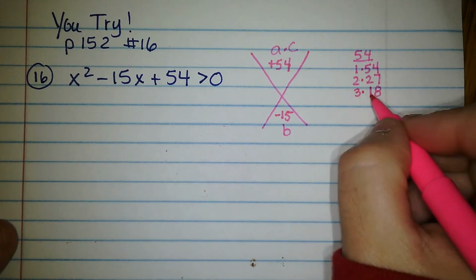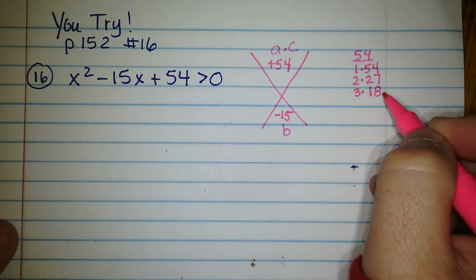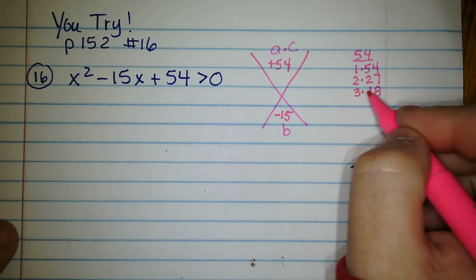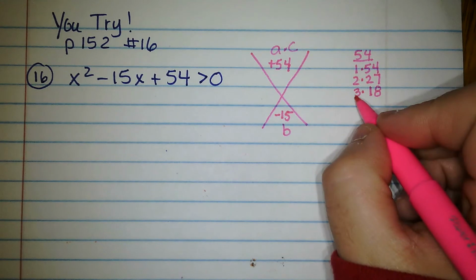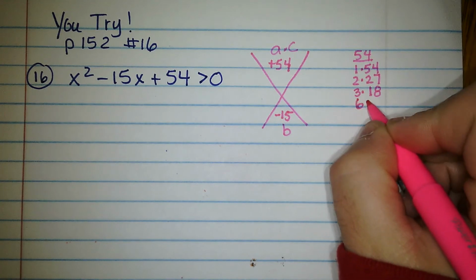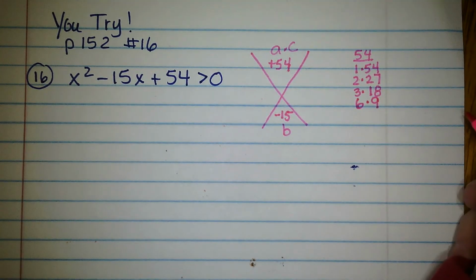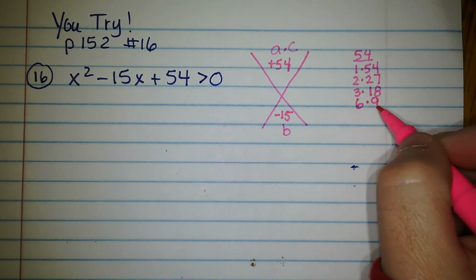1 times 54, 2 times 27, 3 times 18. Oh, I think that's it, because no, that's not it. They have to add up to 15. That subtracts to 15, so that's not it. 4 doesn't go. 5 doesn't go. 6 and 9. That's the one. So you can see how you could be confused and do 3 and 18 or 6 and 9.